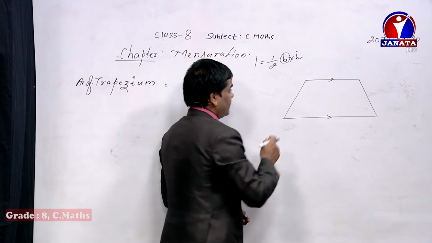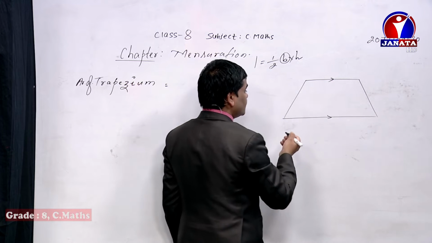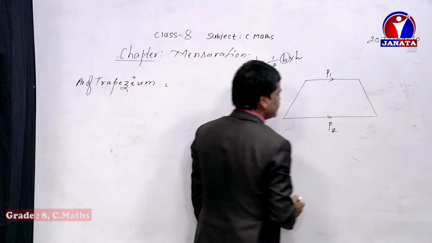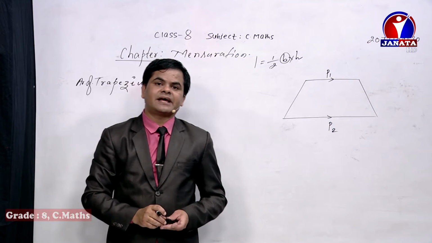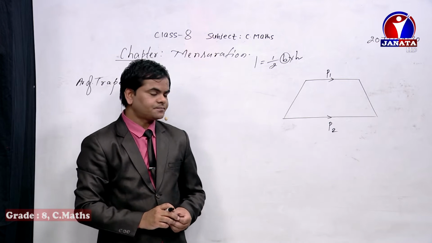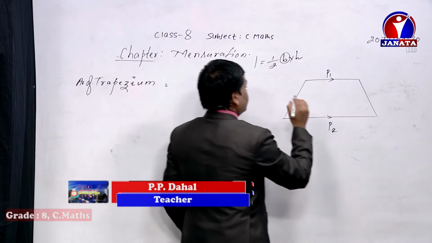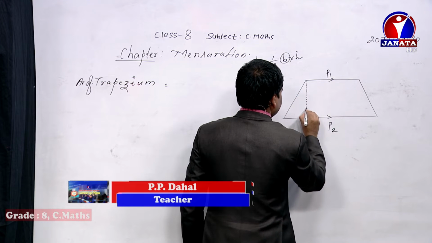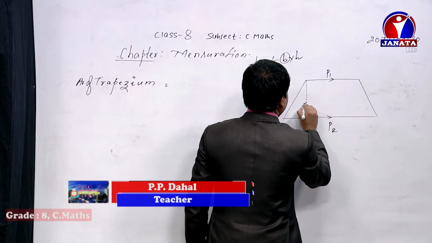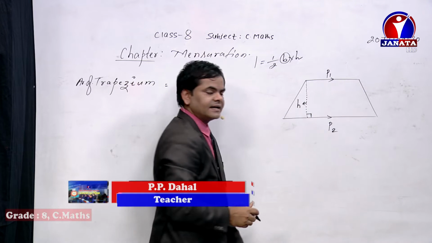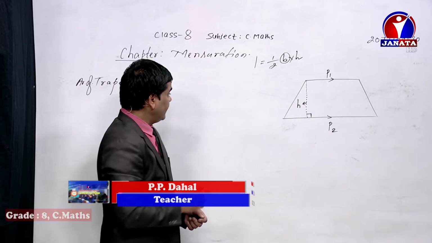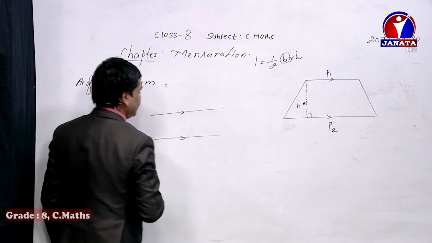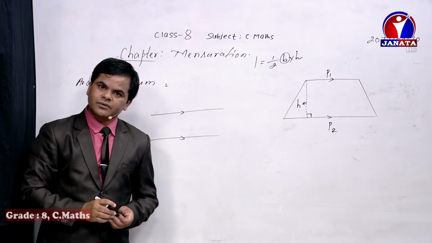And dear student, what we have to know is, we suppose the parallel lines as parallel line first and parallel line second. You can keep either one as parallel line first or second. Now let's construct a perpendicular line. Dear students, we write the perpendicular line as height, as it is the altitude. In between the two parallel lines, these two lines are parallel to each other.